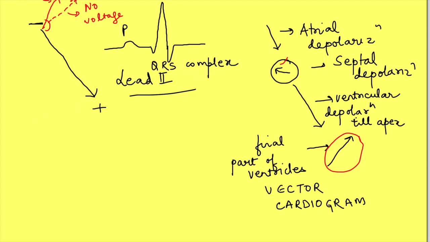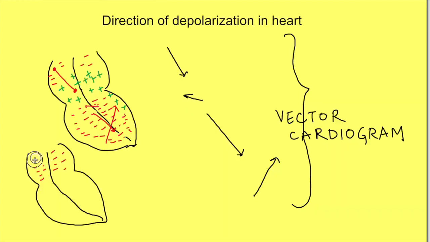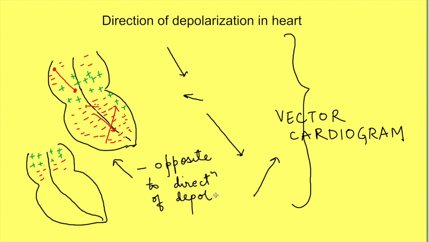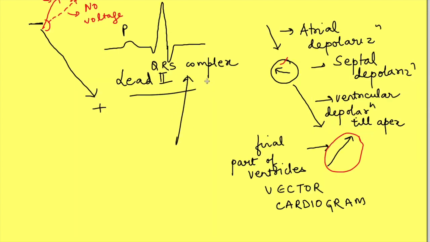Now how about repolarization? During atrial repolarization, the part of the atria that gets depolarized first gets repolarized first. So the direction of change in potential becomes opposite. But this atrial repolarization is not recorded separately. It is merged with the QRS complex because it is happening at the same time.